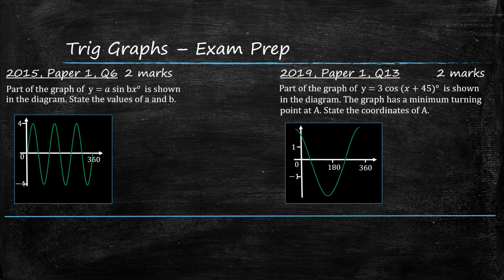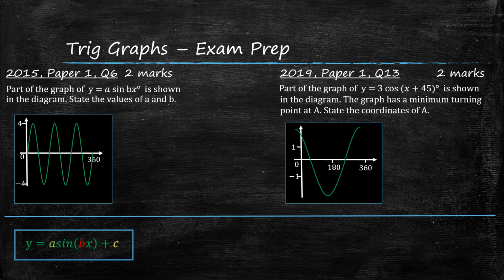Our first couple of questions are on trig graphs. In 2015 paper 1, question 6 for 2 marks, part of the graph of y equals a sine bx is shown in the diagram. State the values of a and b. Okay, before we answer this question, let's have a quick recap.